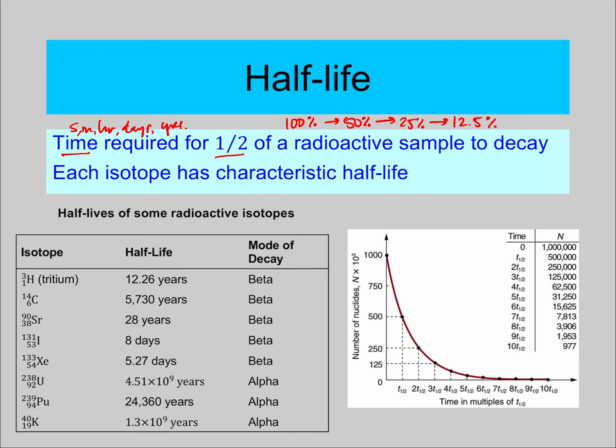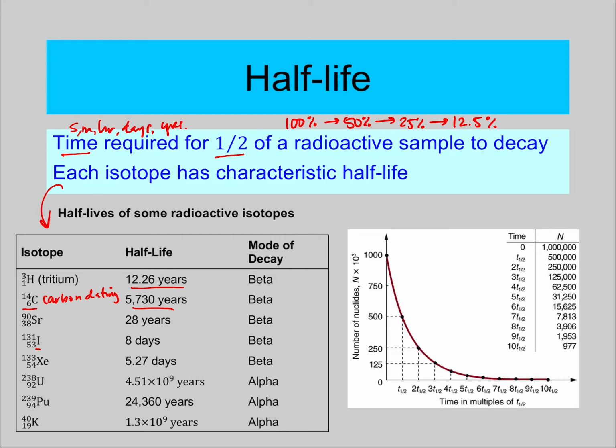Each isotope is going to have a characteristic half-life. So we can see that here: tritium's half-life is 12.26 years. Carbon-14 is 5,730 years. So this is used for carbon dating, bones, paper, anything that has carbon in it. At one point, if it had life associated with it, you can do carbon dating.